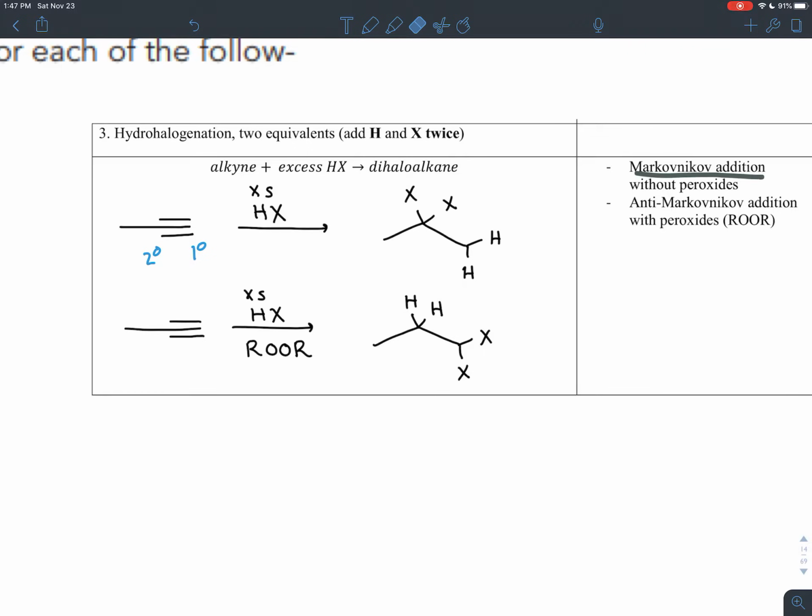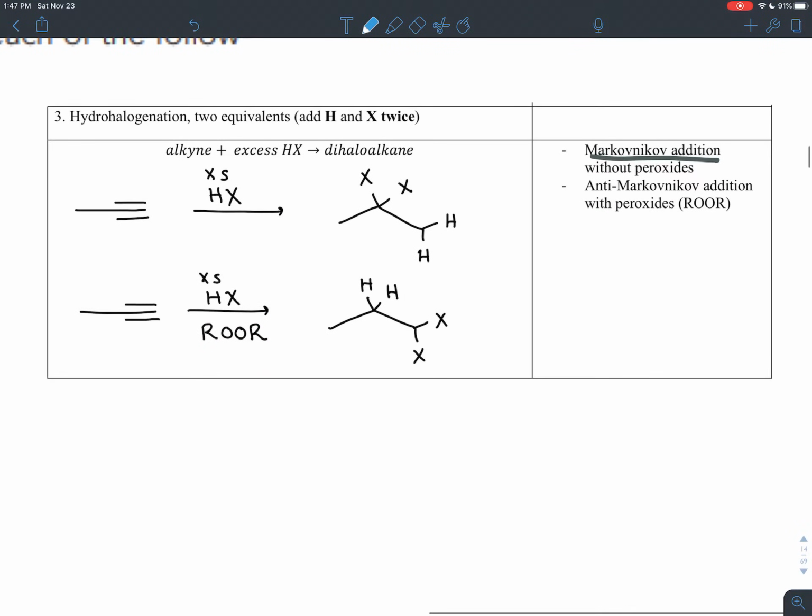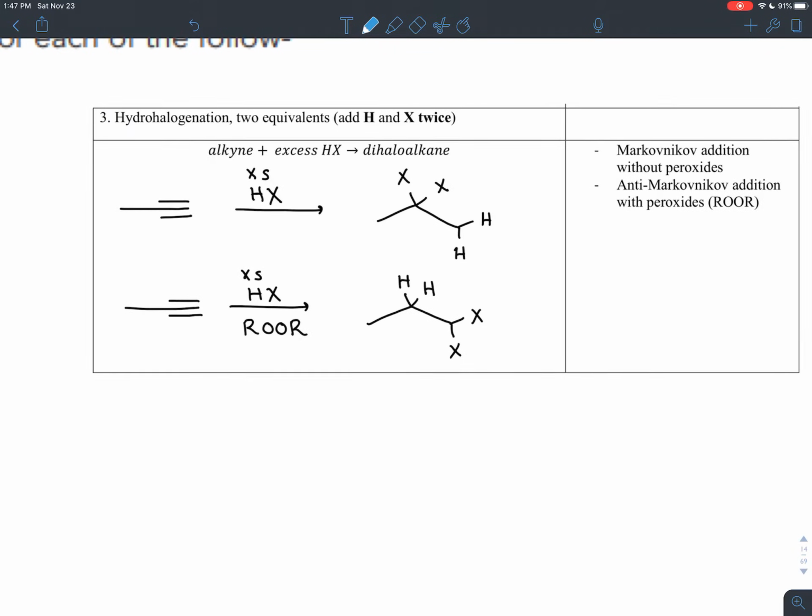If you want to do anti-Markovnikov addition, so that the hydrogens go to the more substituted carbon, you can use the same recipe, just add peroxides, ROOR. Okay, so that's what we can do. Now we did that with alkenes, we can do that with alkynes. It just adds two equivalents.